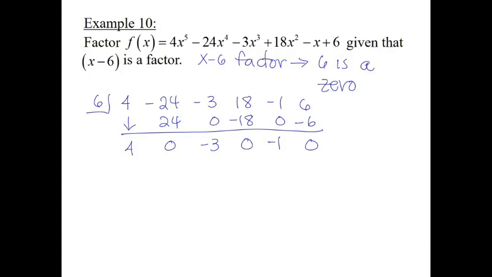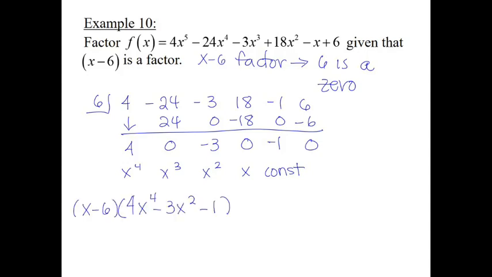And then that gives me 4x to the 4th minus 3x squared minus 1. Okay? And so that would be my factors: x minus 6, and in parentheses, whatever's left over. If you can factor that more, and we'll talk about that when we talk about finding all the zeros, then we would keep going and try to factor that 4x to the 4th minus 3x squared minus 1.